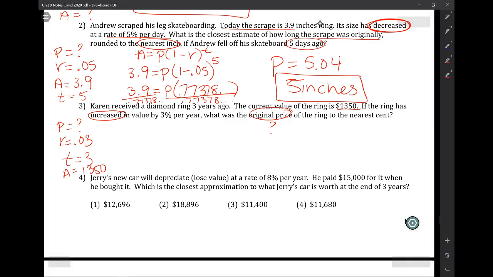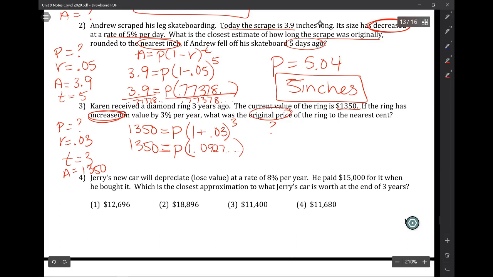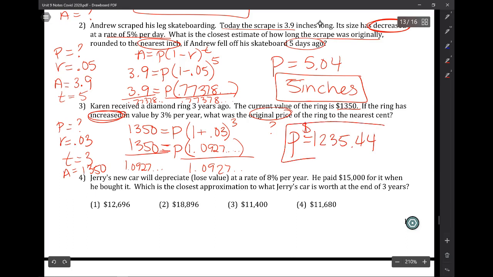So let's fill in our formula. A equals P parentheses 1 increased, so plus the rate to the T. So again, you would just type in this part in your calculator. You get 1.0927 dot dot dot. Divide that to the other side. And you can solve for the approximate cost of the initial ring. So $1,235.44. And you can confirm all that in your calculator if you want.